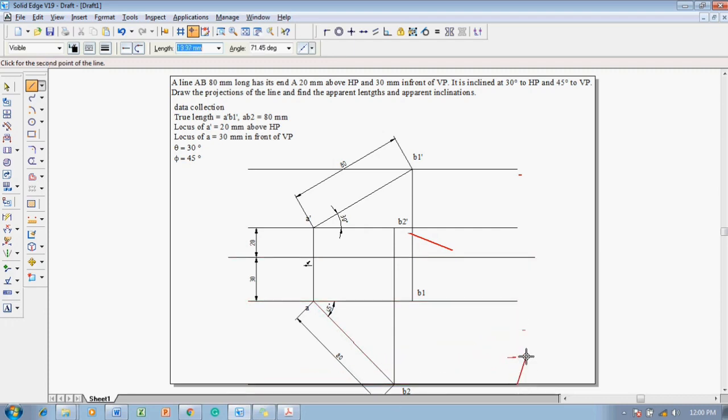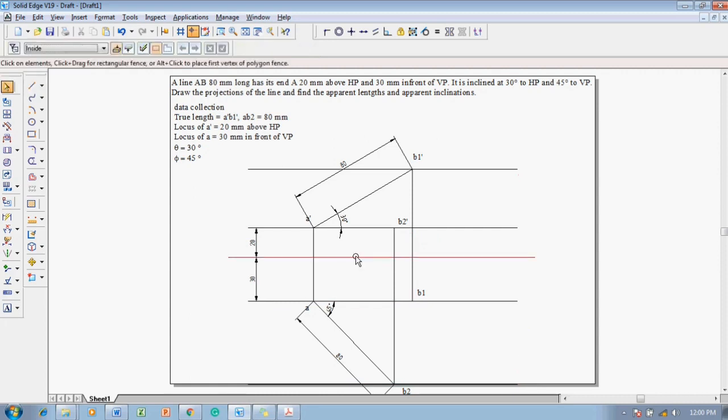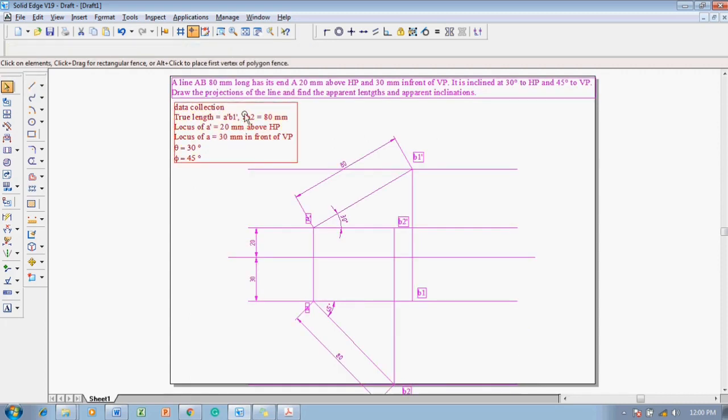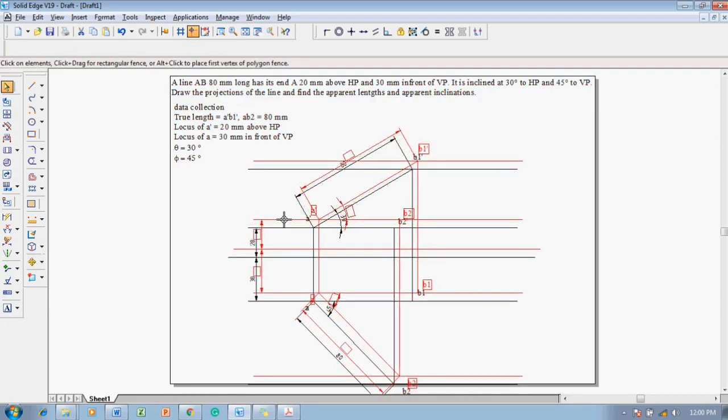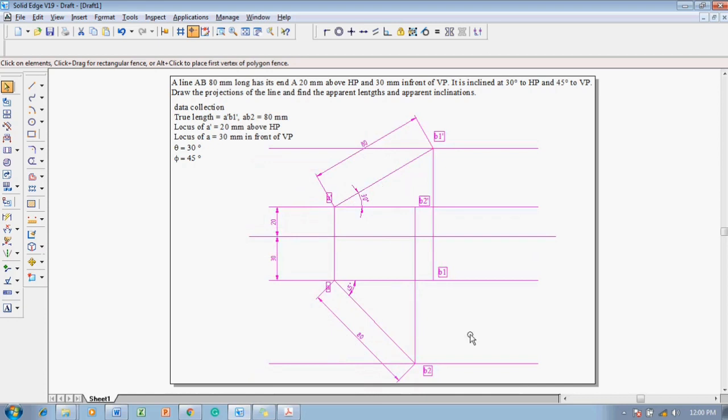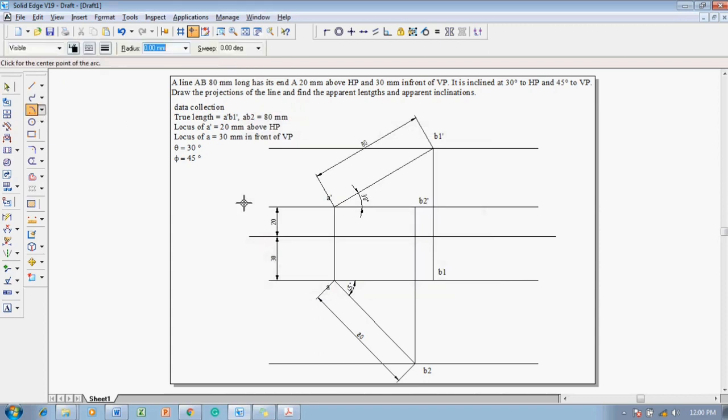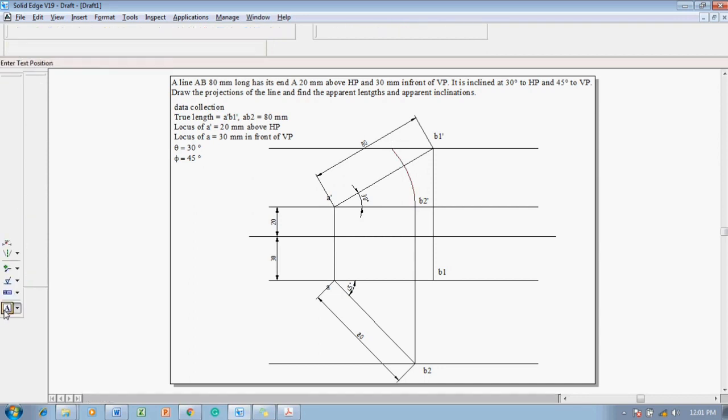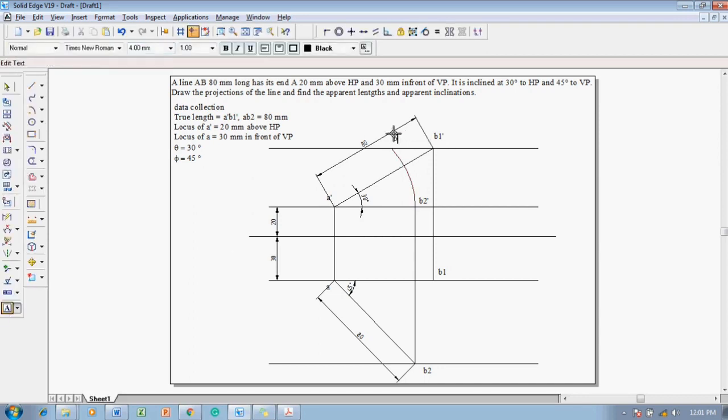over there. Now one can see these figures are not seen properly, hence I will just move these lines slightly above so that they will be visible properly. Then what I am going to do further, after drawing these things, is make use of a command called arc by center point with A dash as the center, B2 dash as the radius, and draw an arc till it touches the locus of B dash. Then the moment we get the position of B dash, we can mark this point as B dash.